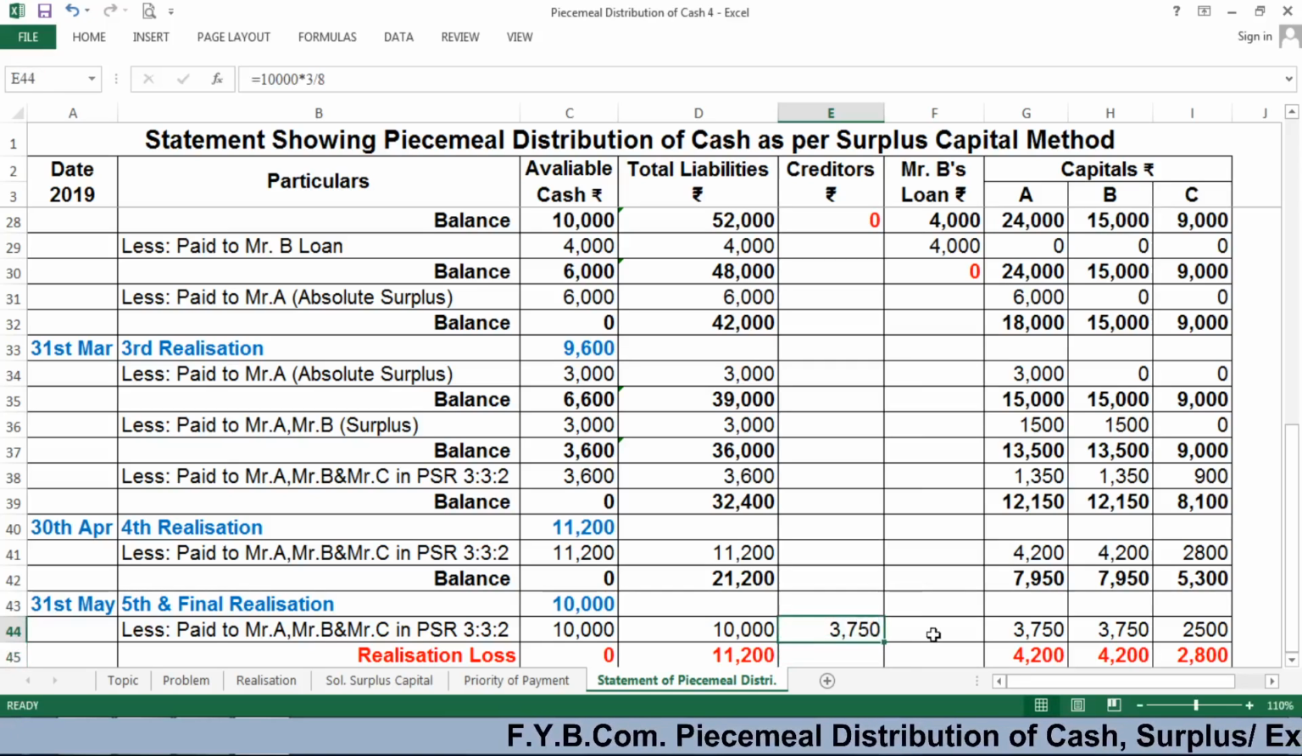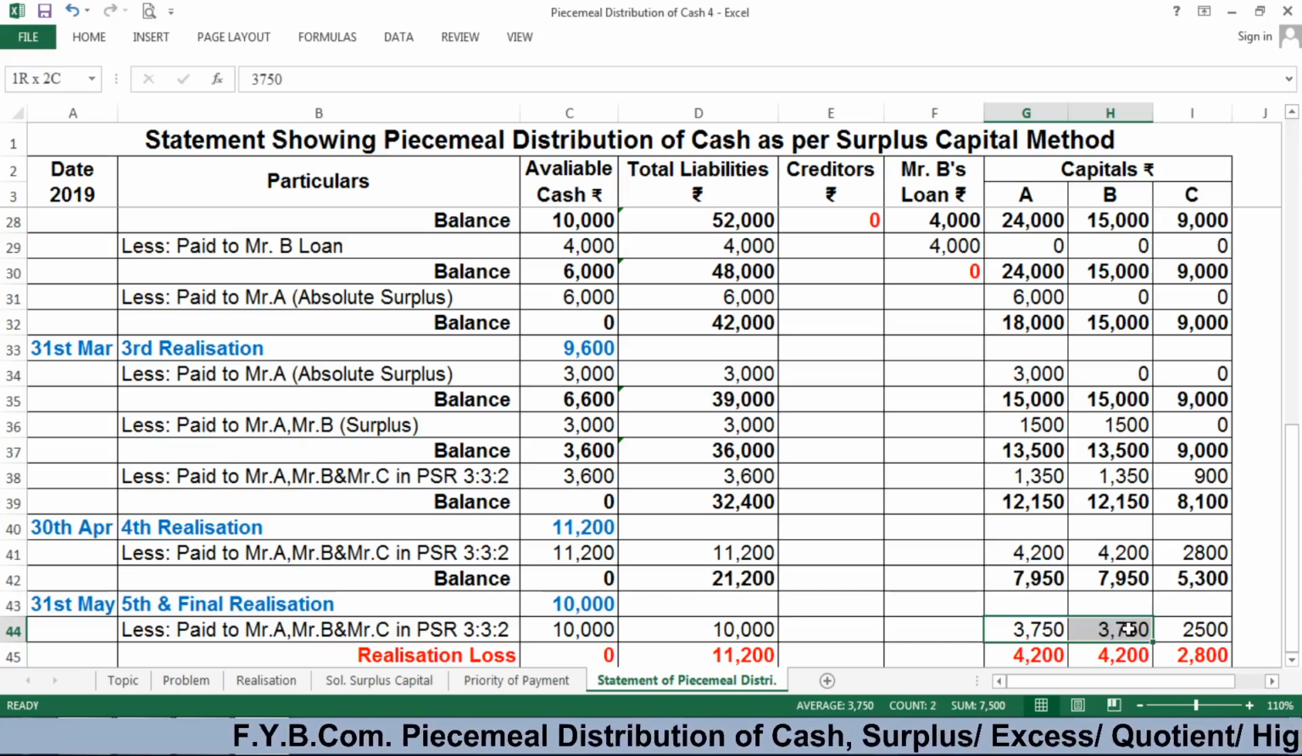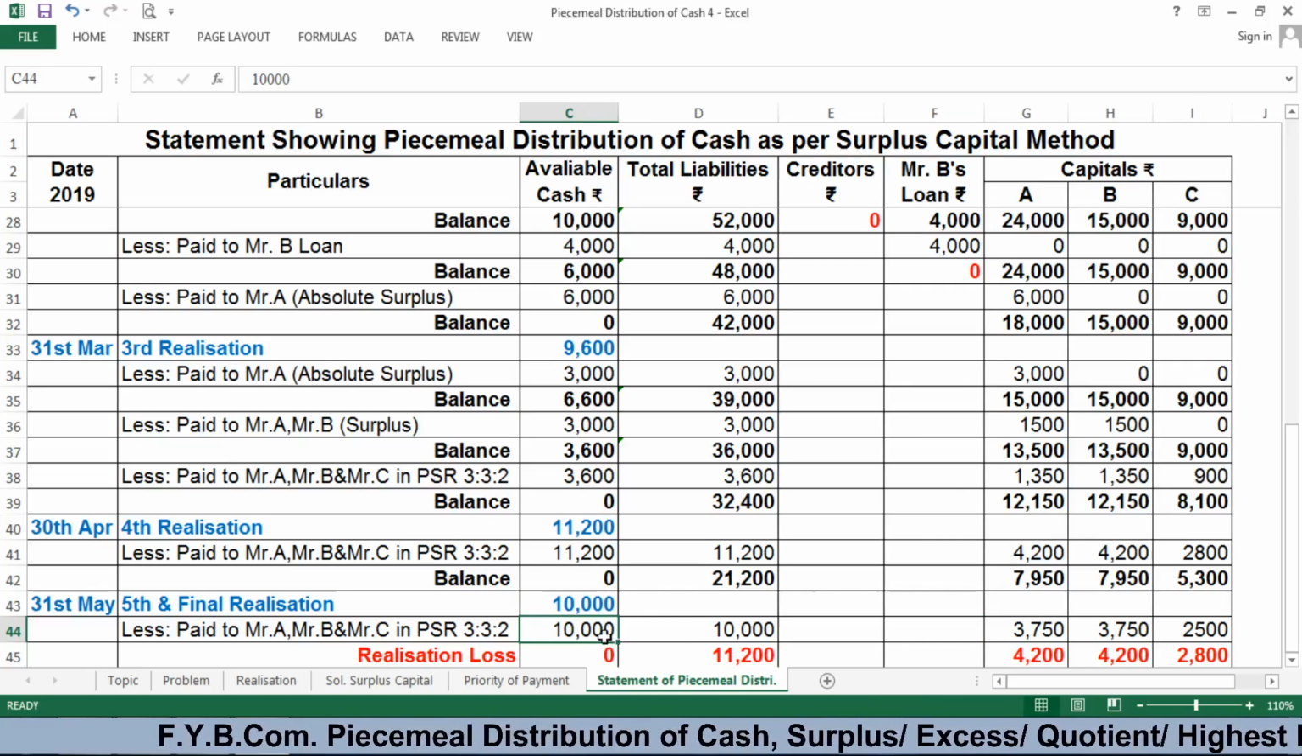So the balance is 3,750. That means Mr. A will receive 3,750, Mr. B will receive same amount, and Mr. C will receive 2 shares instead of 3 shares. So he will receive 2,500. So in this way, these three partners are getting the amounts 3,750, 3,750, and 2,500. You can cross check whether our calculations are correct or not. 3,750 plus 3,750 equals 7,500 plus 2,500, that is 10,000. That means we are distributing 10,000.